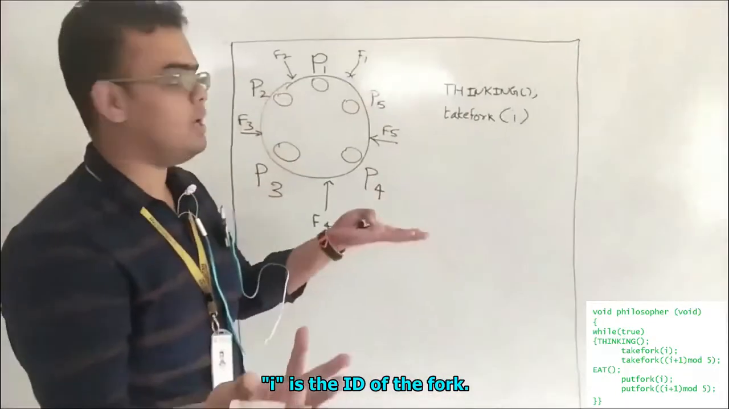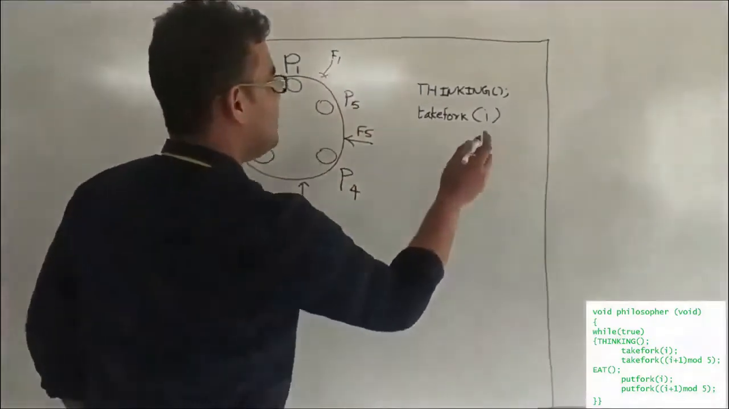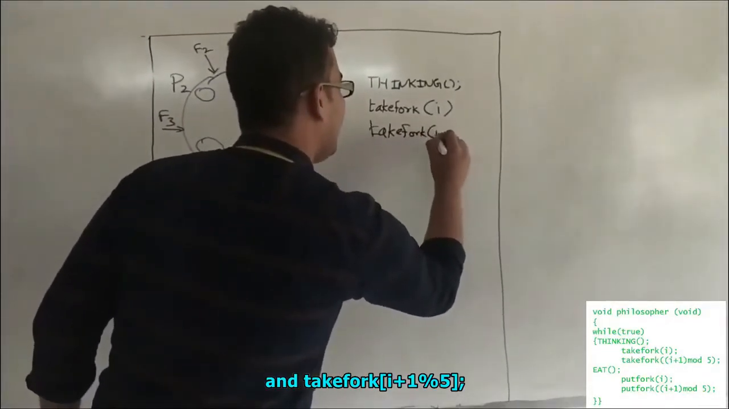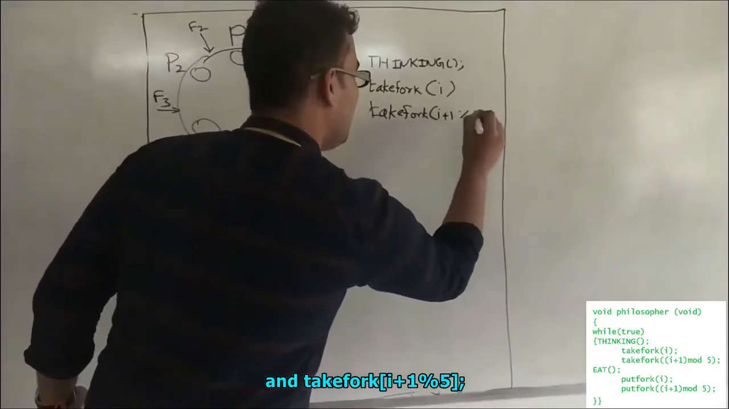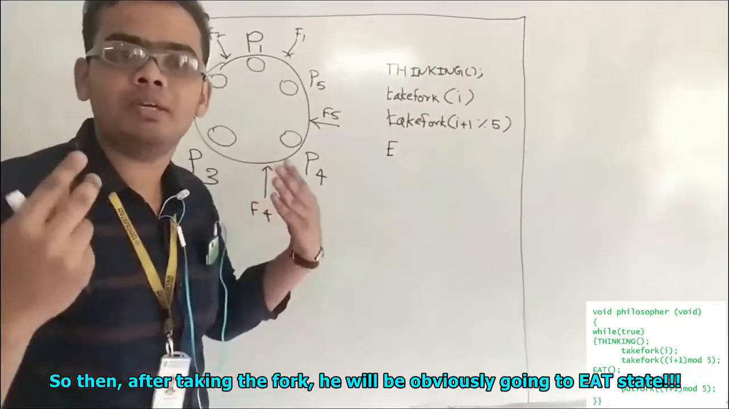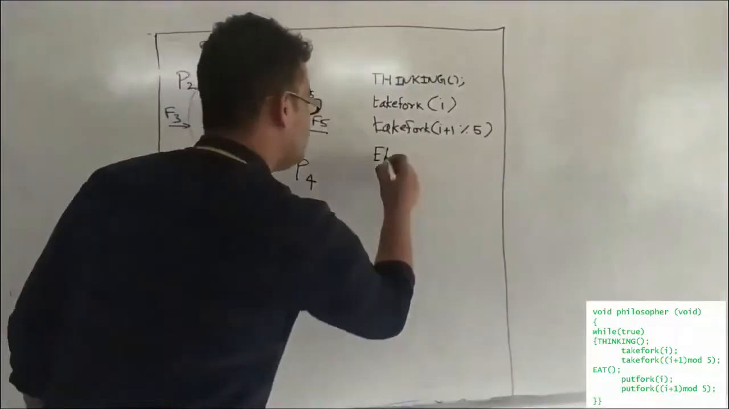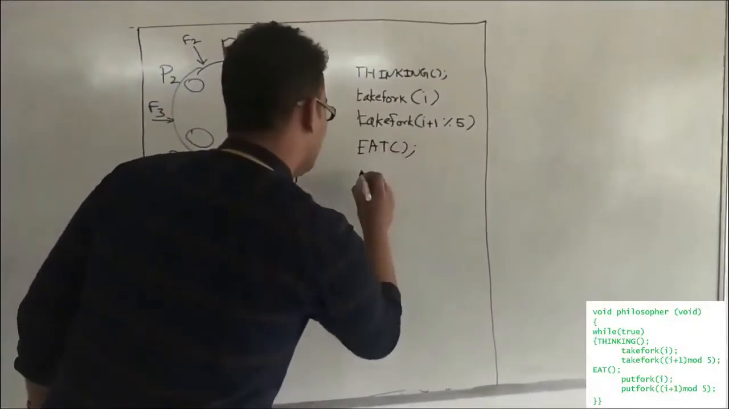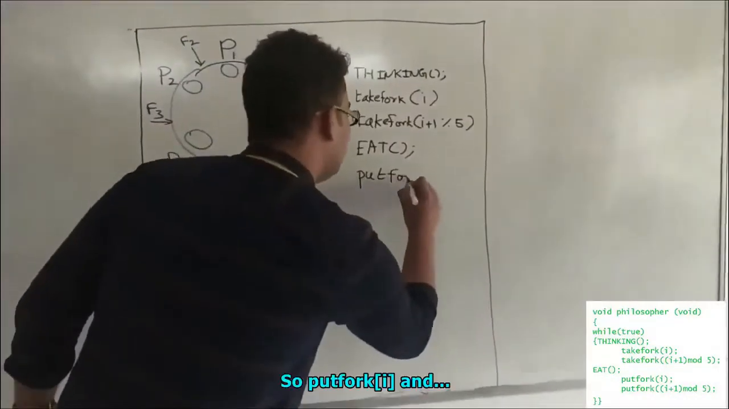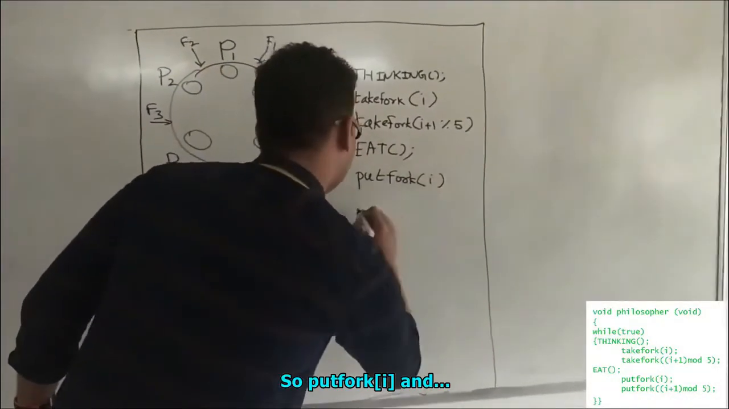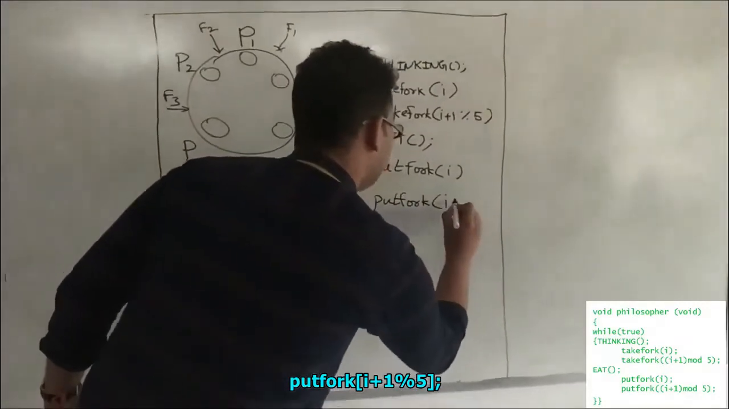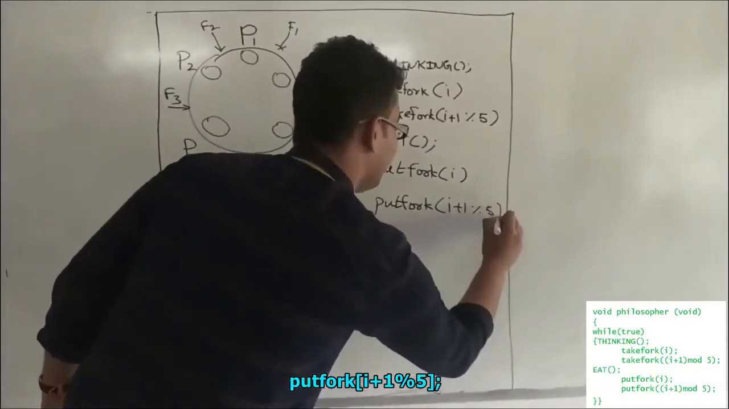I is the ID of the fork. Take fork I, take fork I plus 1 mod 5. Then after taking the forks, he will obviously go to the eat state. So eat. After eating, he releases his forks. So put fork I and put fork I plus 1 mod 5.